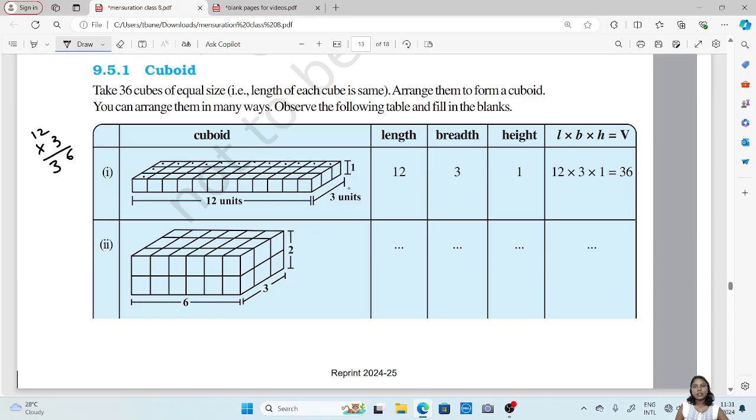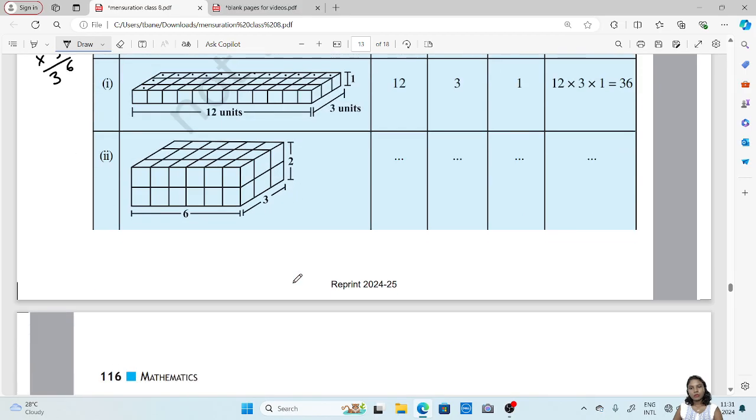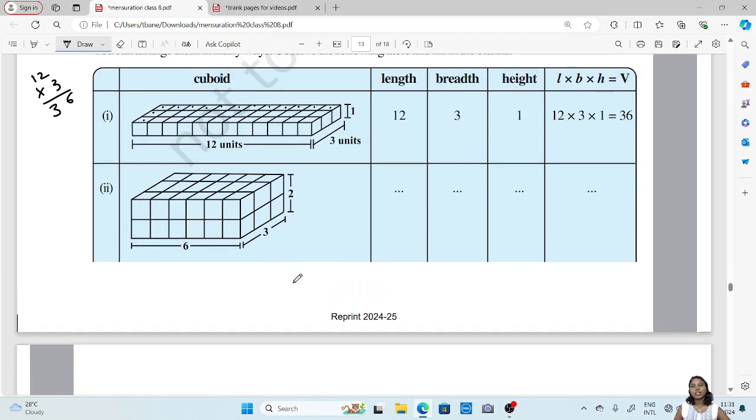So now look here. In this first one, they have arranged it in this form. And they have given us that the length is 12, then the breadth is 3 and the height is 1. So the volume of that cuboid will be basically the product of length, breadth and height. Okay. So now similarly they are telling us we have to solve the rest of these shapes.